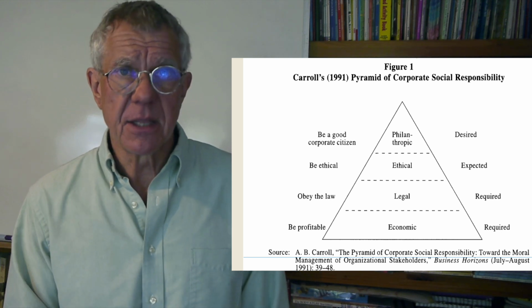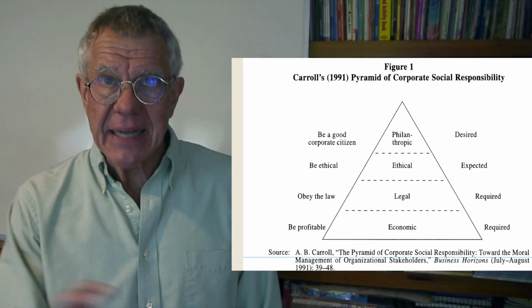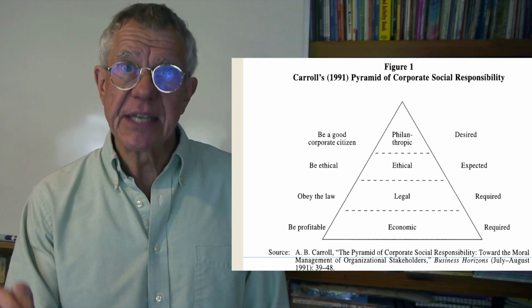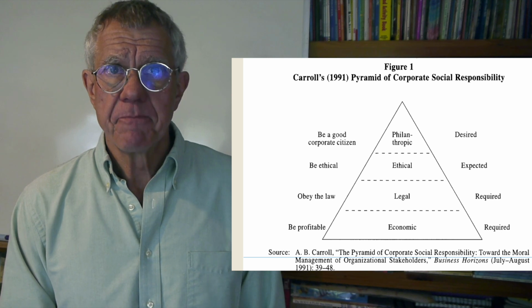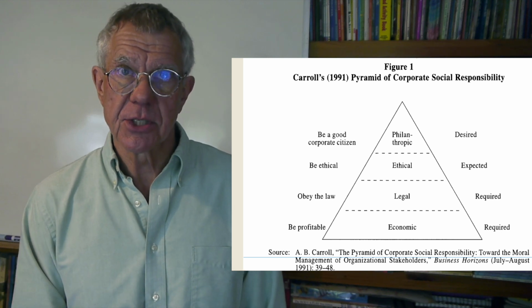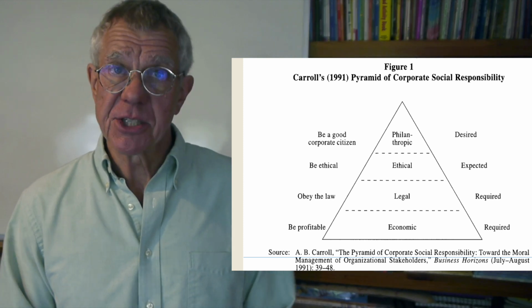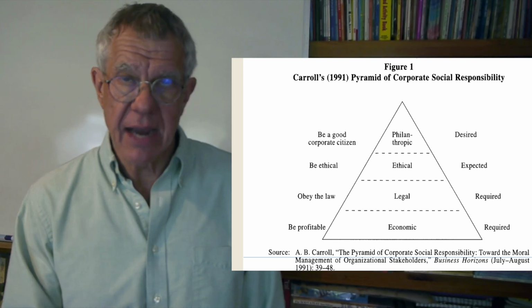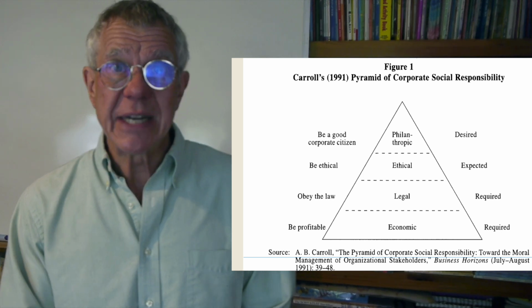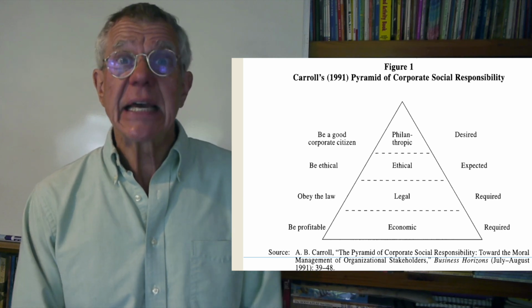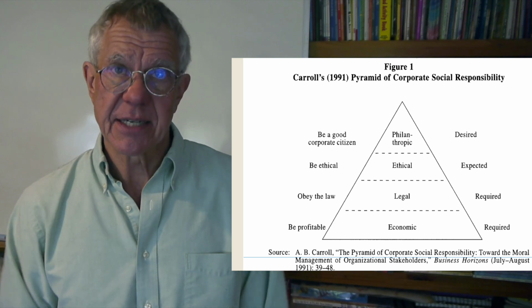This is required in a different way too. It is expected that the business will behave ethically, that it will keep its promises, respect its contracts, and do other things that are its ethical responsibilities. At the very top level are philanthropic concerns. And these are the ones that are not required, not expected, but according to this model are desirable. These are activities where the business goes beyond what is required of it and what is expected of it in an economic, legal, and moral sense to do other charitable activities.